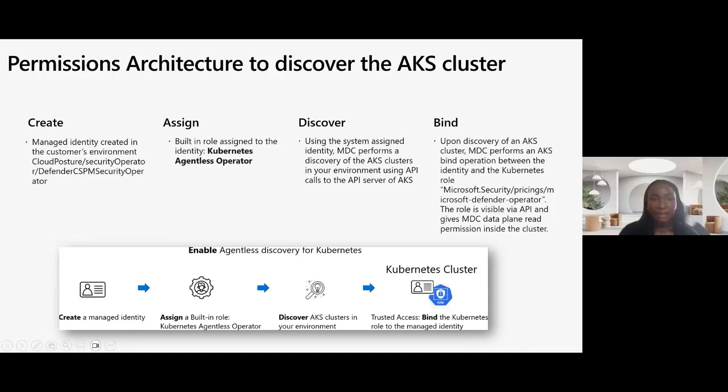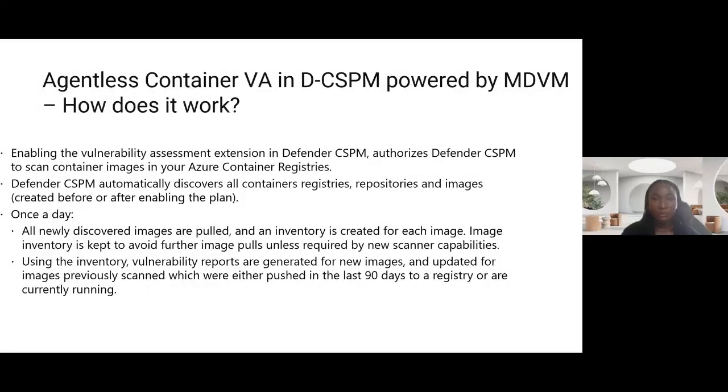Now, when we look at the container vulnerability assessment scanning, essentially when you turn on the toggle for the vulnerability assessment scanning, you're authorizing Defender CSPM to scan all the images in your ACR. What we do from there is discover all your ACRs and the repositories and images that are in them that were created before or after enabling the plan. And once a day, we'll detect any new images in your ACR and also take an inventory.